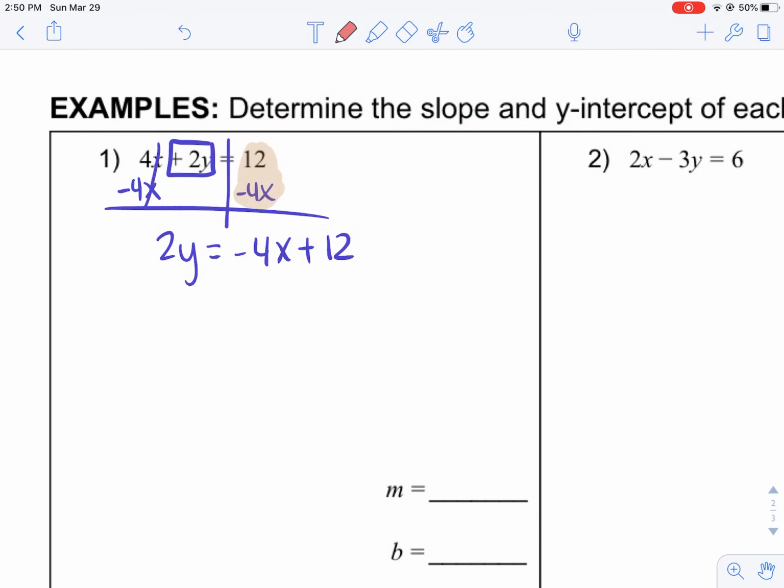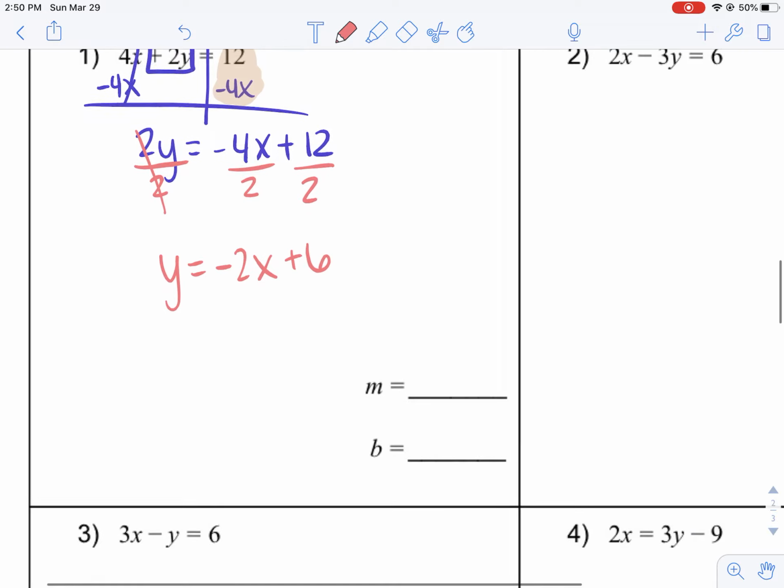Okay, and then like I said, that second step is to divide every term by whatever's in front of y. So negative 4 divided by 2 is negative 2. 12 divided by 2 is 6.